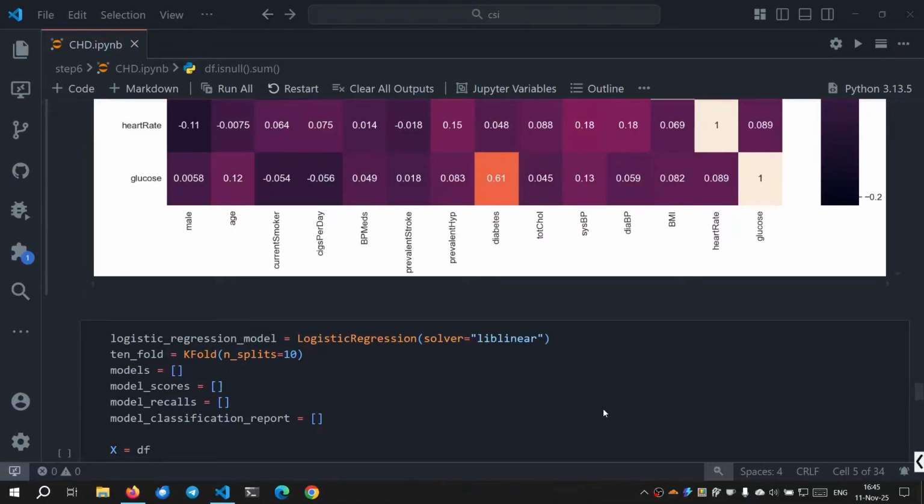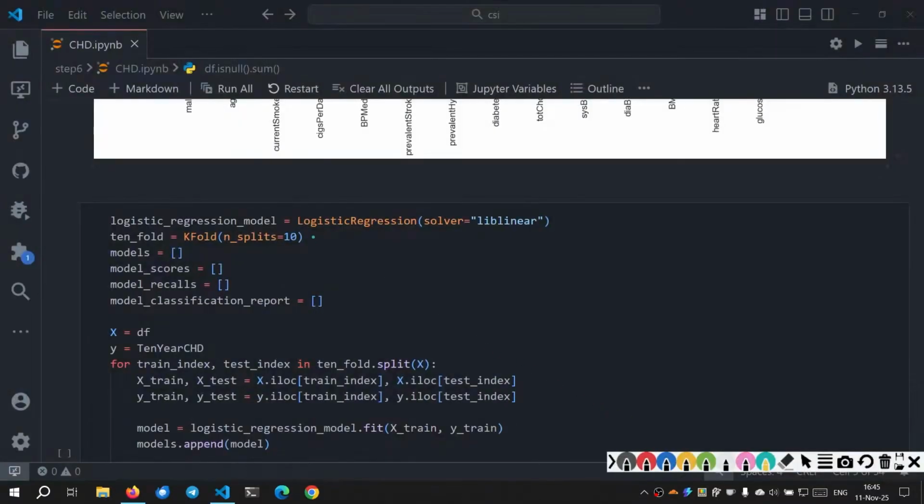Now we need to work with our model and train it. We're going to use logistic regression here, and for our solver we are using liblinear. Why? Liblinear is particularly good when you have binary classes, so 2 classes in total.